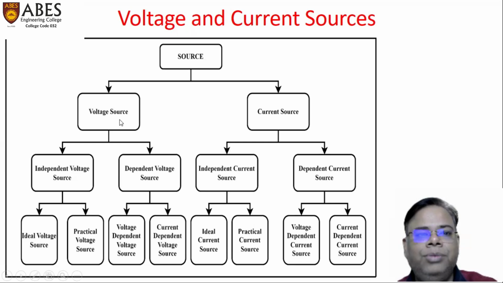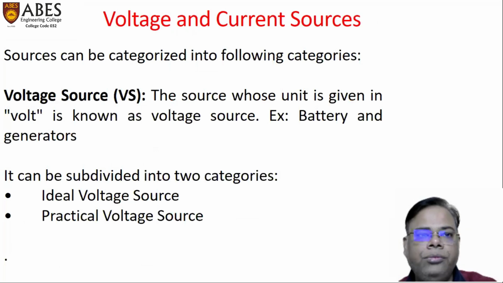Mainly, we can subdivide the source into two categories. First one is voltage source and second one is current source. If the unit of a source is given in terms of voltage, then this one is called voltage source. If we talk about the current source, if the unit of a source is given in terms of ampere, then it would be called a current source.